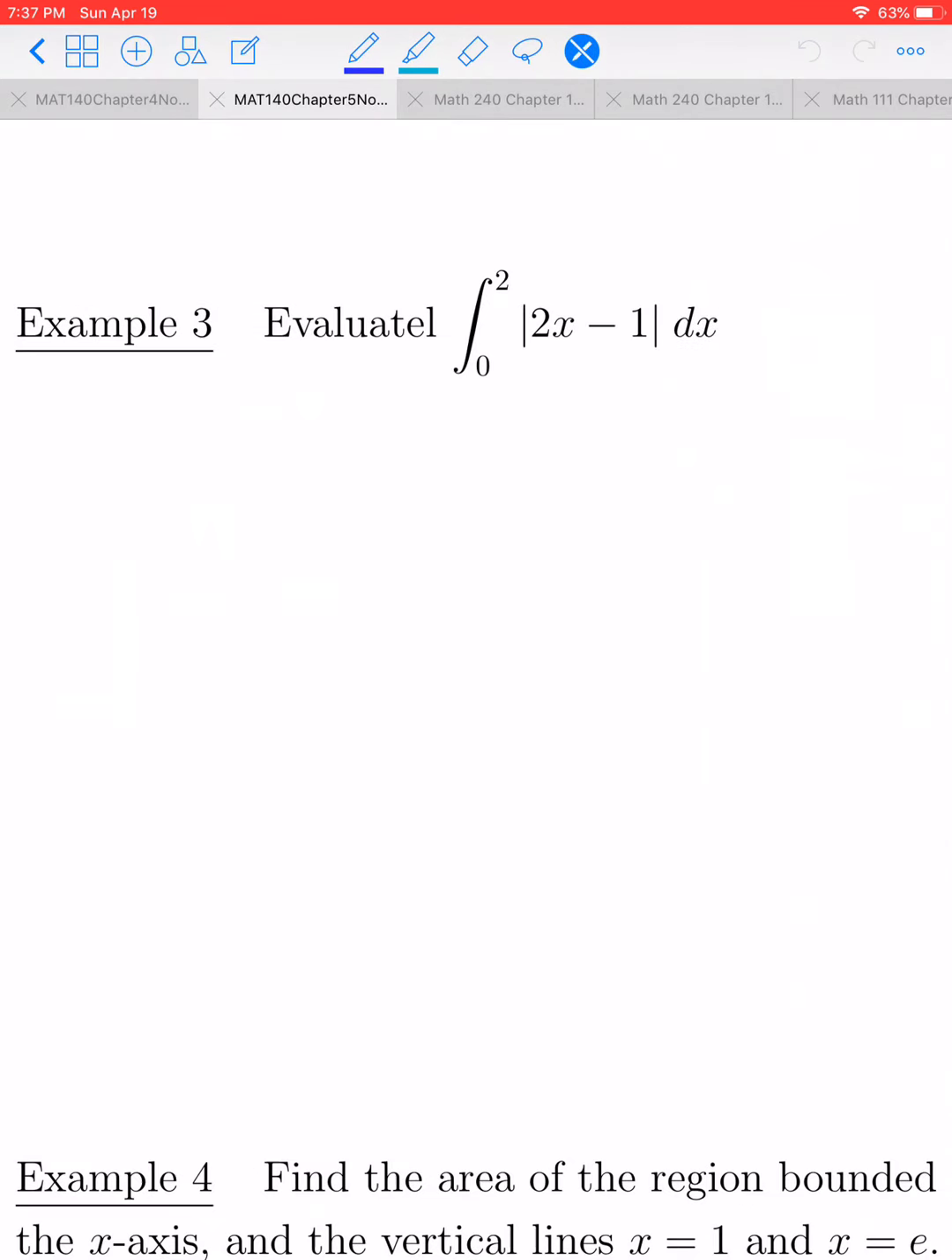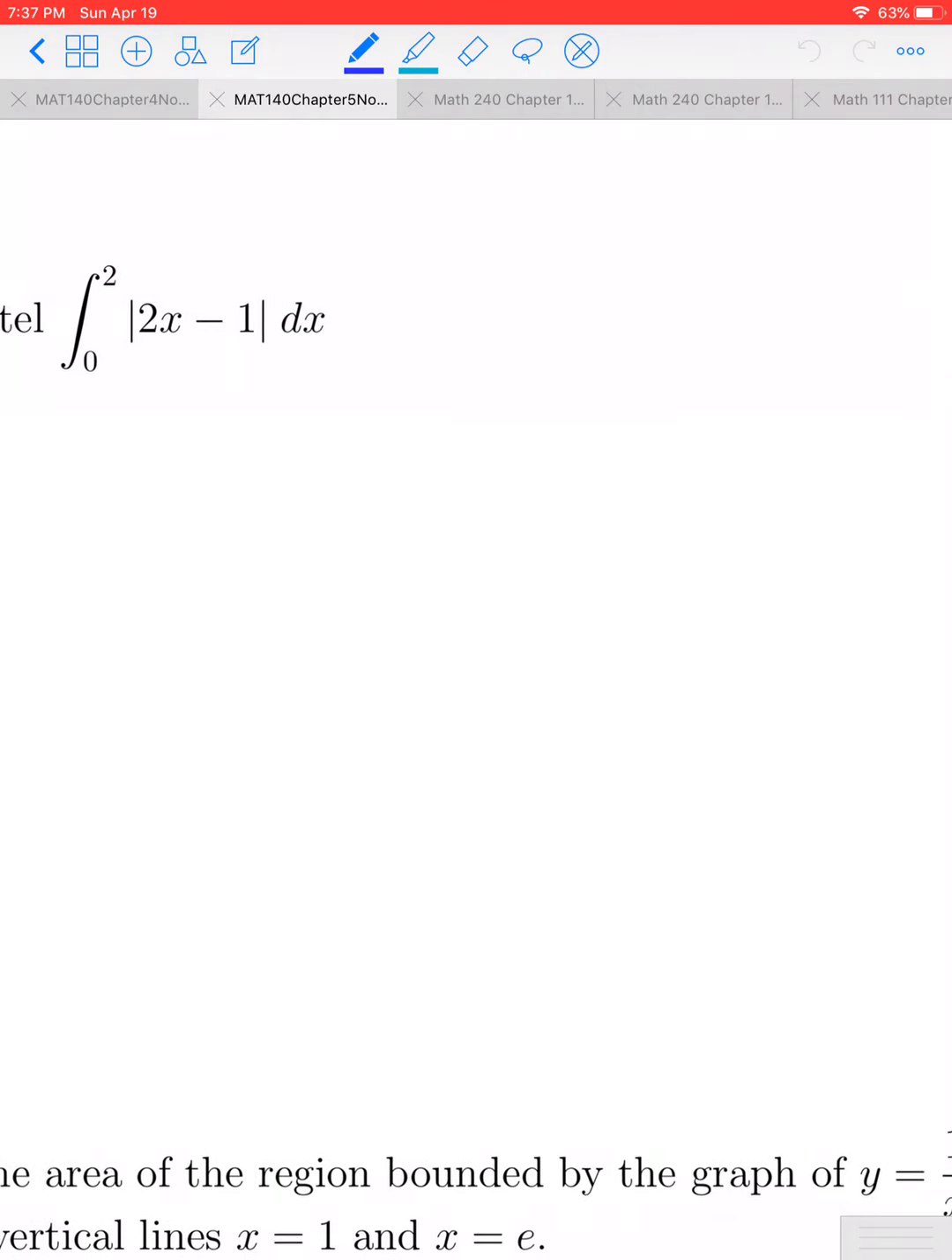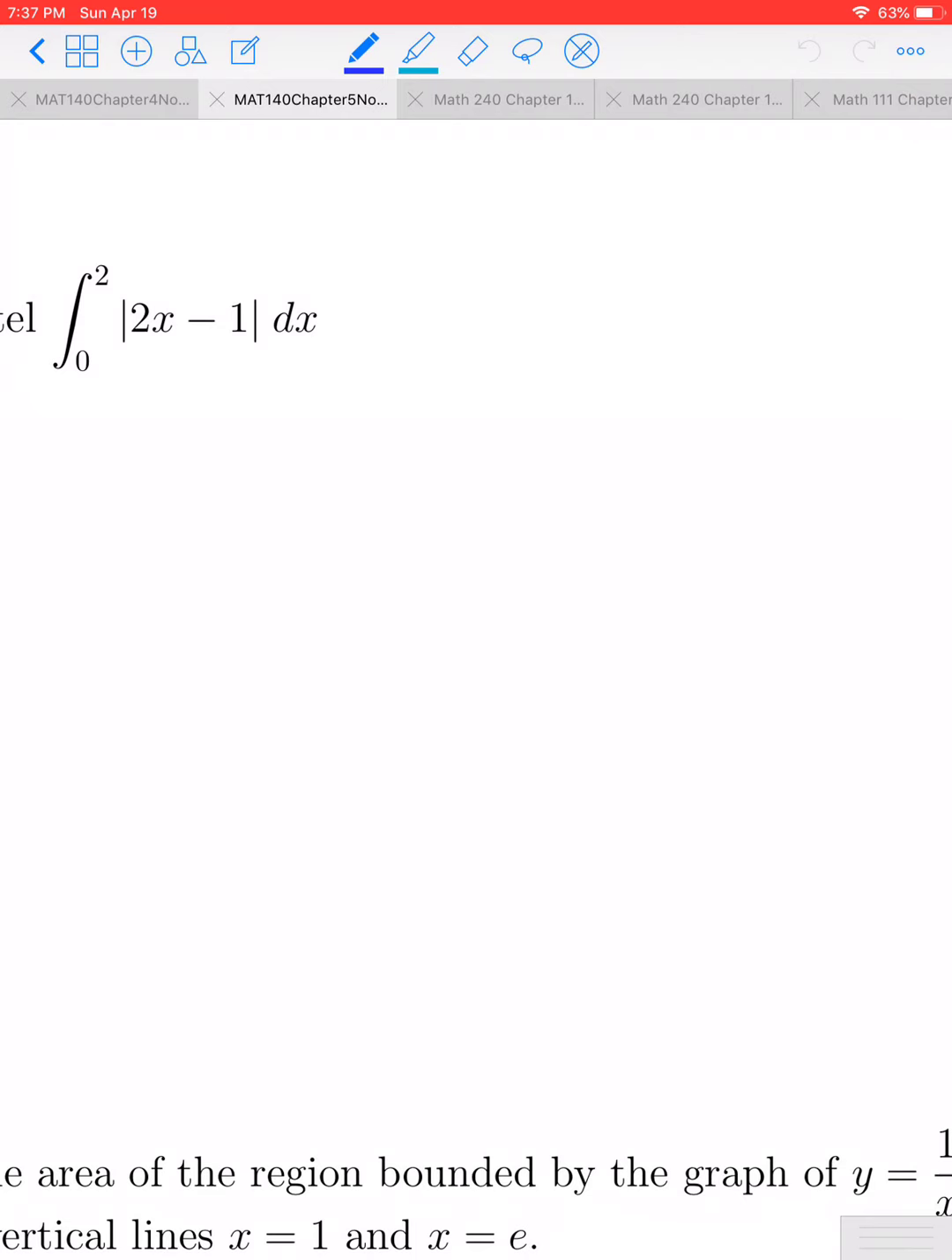Let's take a look at another one. We want to evaluate the definite integral from 0 to 2 of the absolute value of 2x minus 1. We've seen this before whenever we worked with absolute value, as it was pertaining to taking derivatives, but we know that absolute value is really a piecewise defined function.